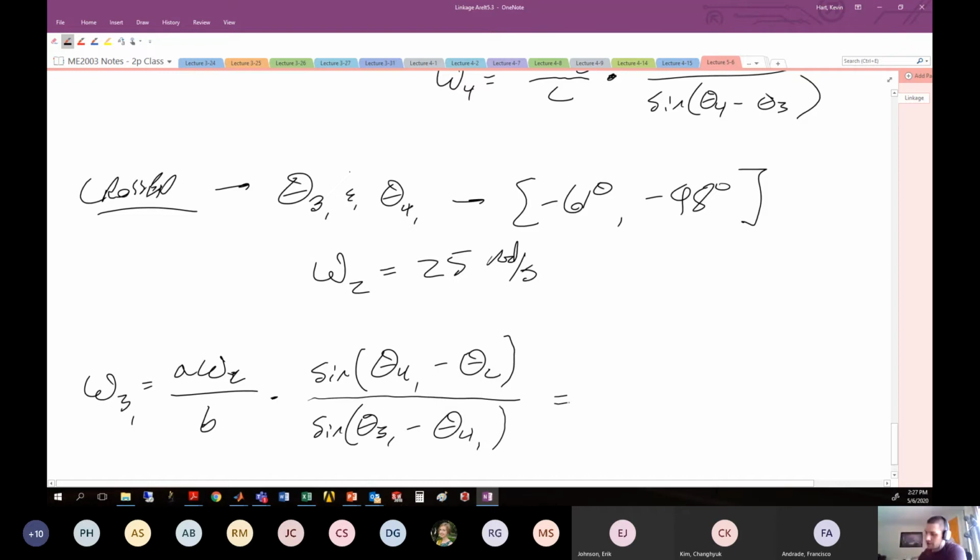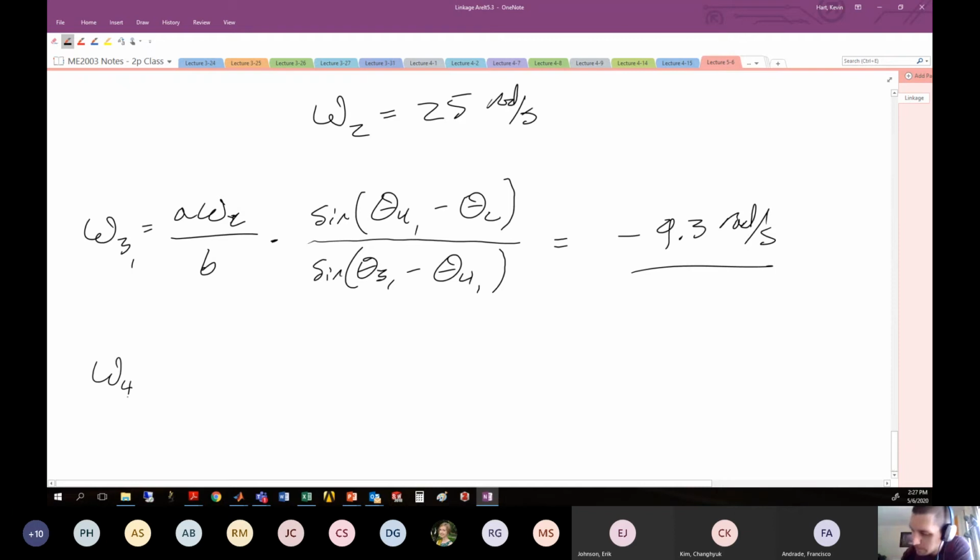All right, we have all of these values. You can just plug it in. You're going to get an answer here that has the same units as omega 2, because everything else cancels out dimensionally. And you'll end up here with an omega 3,1 of negative 9.3 radians per second.